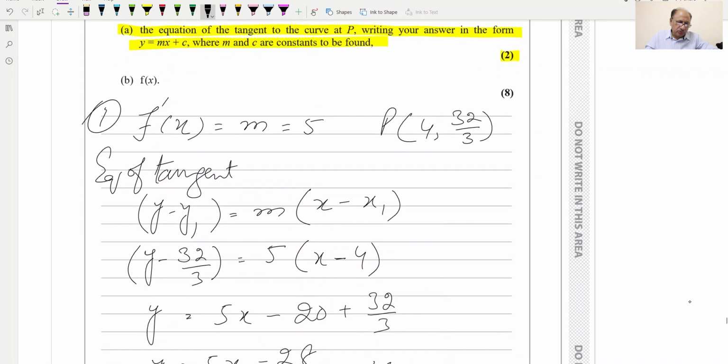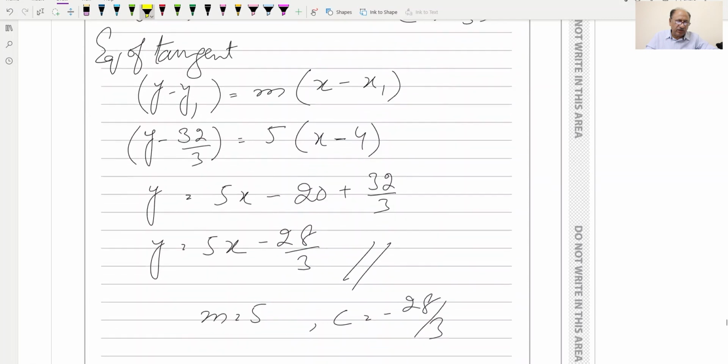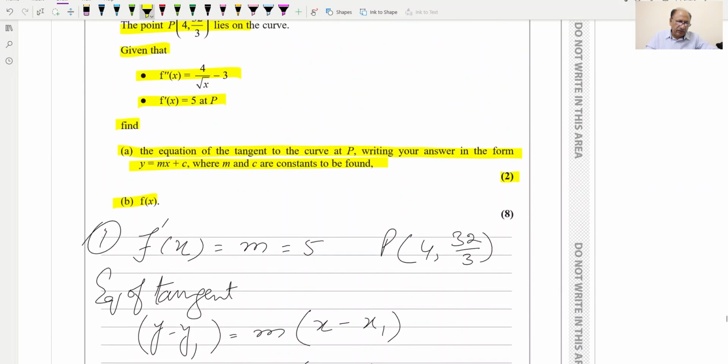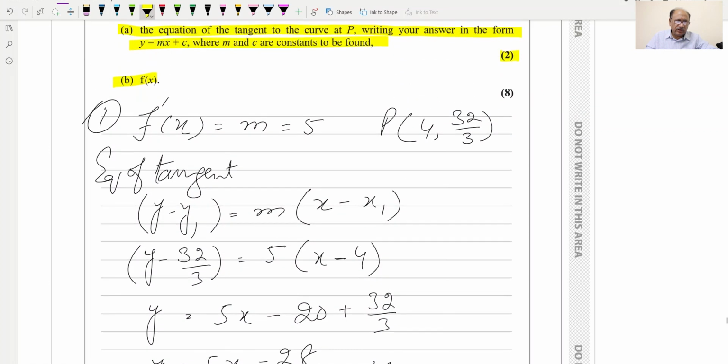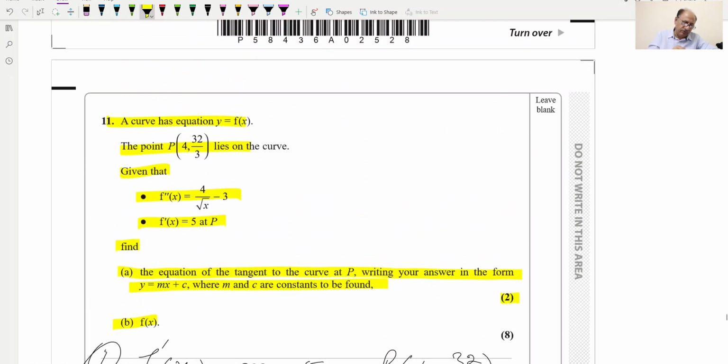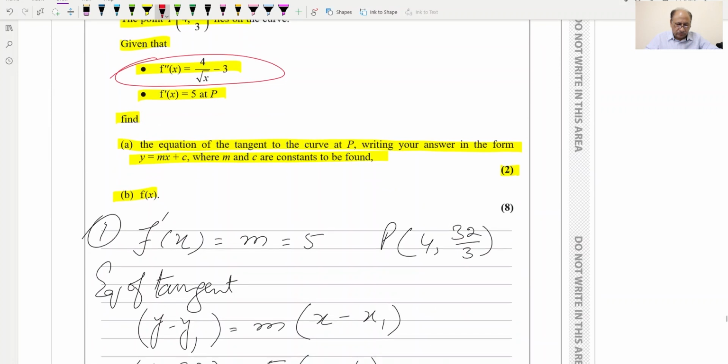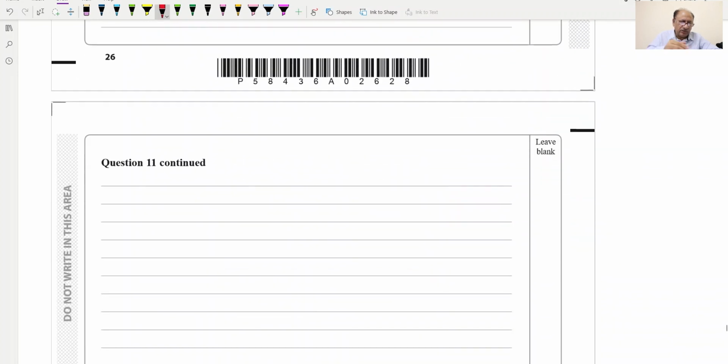So now part b says find f of x. For finding f of x, we have f dash of x, and from where can we find f dash of x? We can take f double dash of x. This is the second order derivative. We will integrate and find the first order derivative, and then we will integrate again and reach the answer. So we will start here.